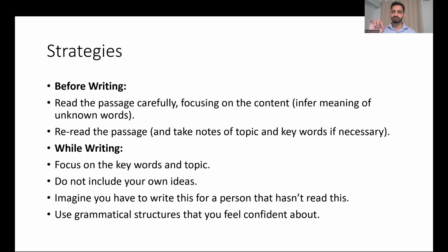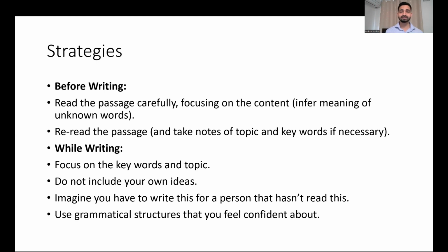So write down on your erasable booklet what is the topic of this text, and what are the key words that I can potentially use in my summary. Now, once you start writing, you want to focus on the keywords and the topic. Make sure that you start your summary with the topic, and then you add the keywords and the supporting details. Do not include your own ideas.